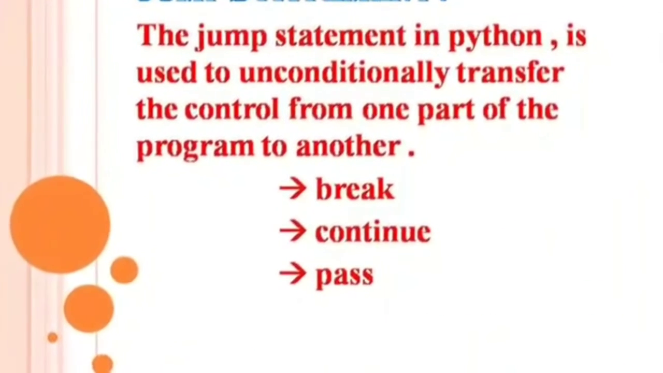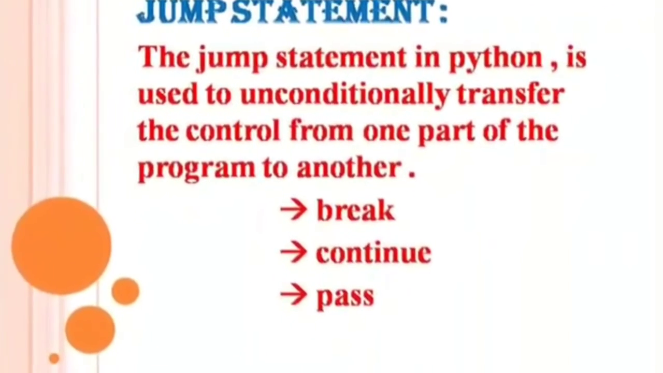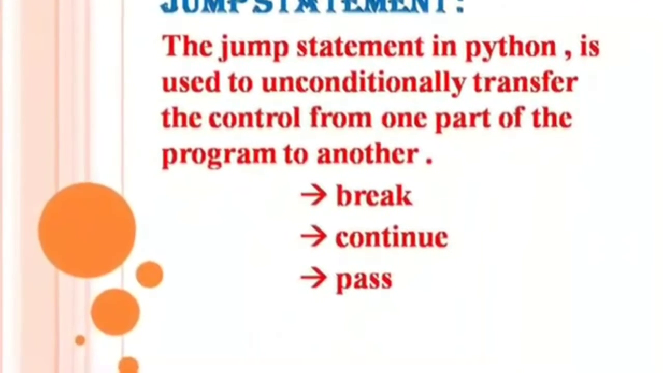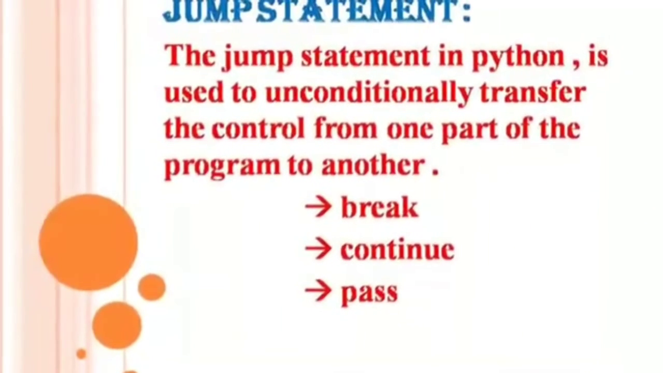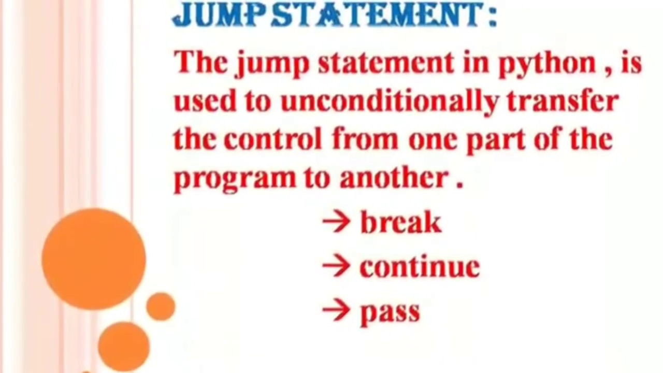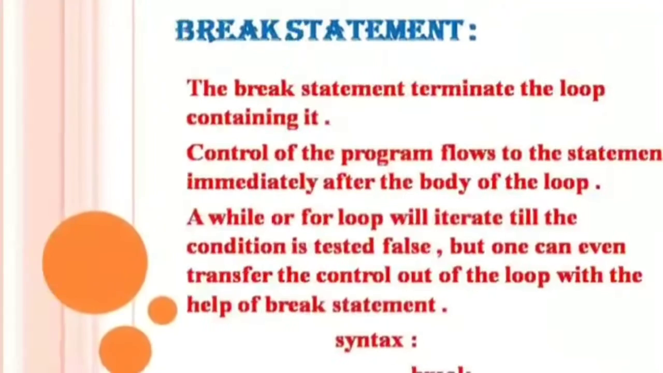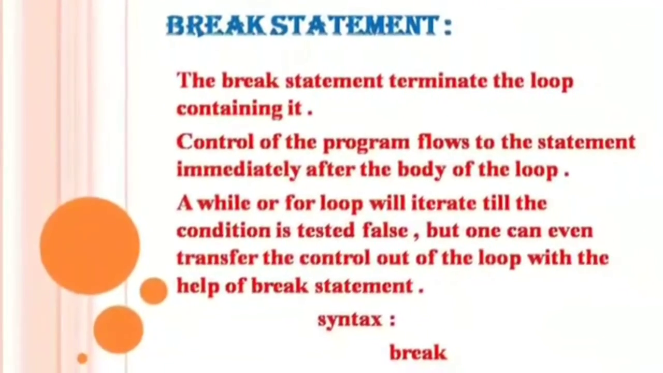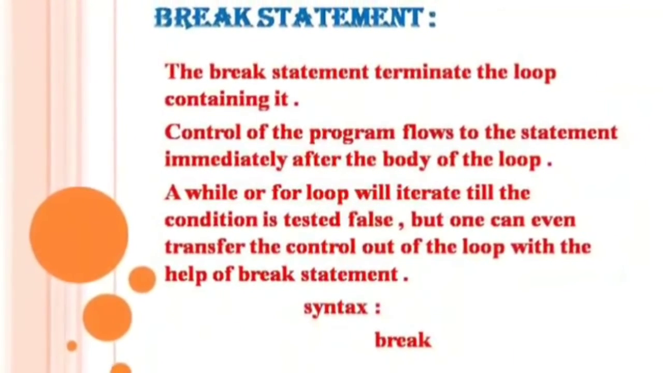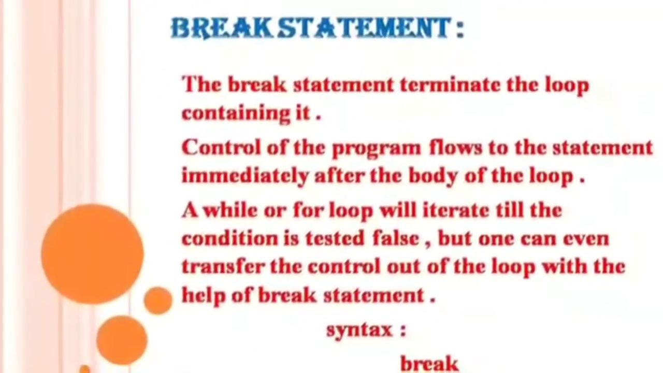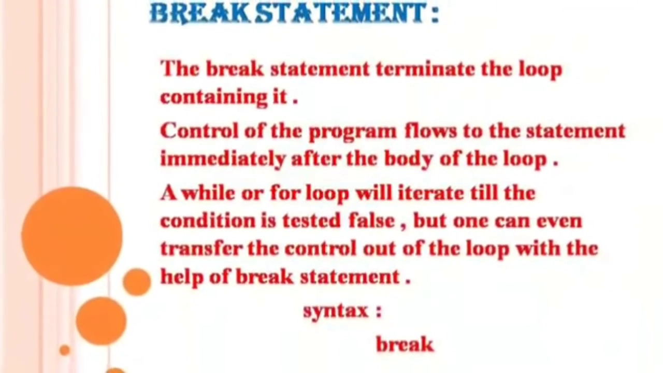Next one we have is jump statements. The jump statement in Python is used to unconditionally transfer the control from one part of the program to another. Break, continue, and pass are jump statements. First one we have is the break statement. The break statement terminates the loop containing it. Control of the program flows to the statement immediately after the body of the loop.